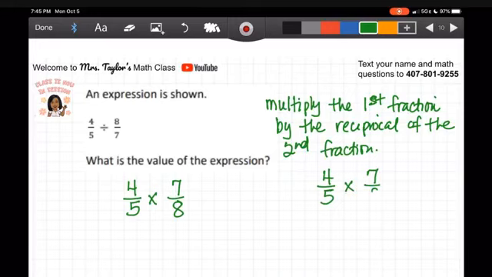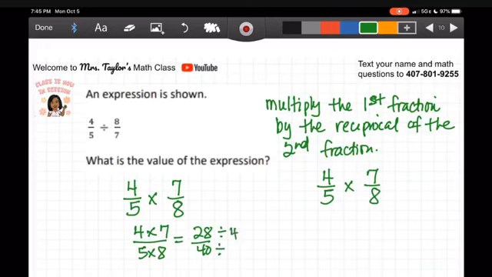So the regular way to multiply fractions is just to say 4 times 7 and 5 times 8. You get 28 over 40. And then you simplify your fraction. I know I could divide both the 28 and the 40 by 4, and I would get 7 over 10. And that would be my simplified expression.